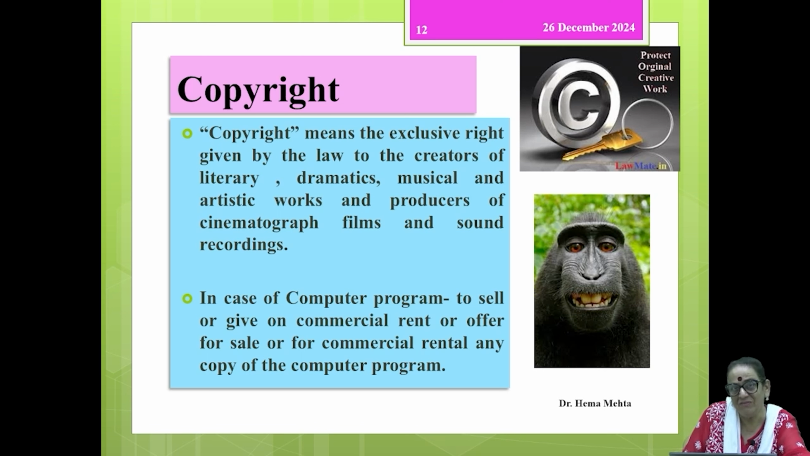Now, the C encircled clearly indicates that the copyright registration has been done. Hence, we cannot copy someone's write-up or the photograph and so on. And there is a picture of a chimpanzee. Now, this type of chimpanzee is a very rare chimpanzee found in the forests of Thailand.